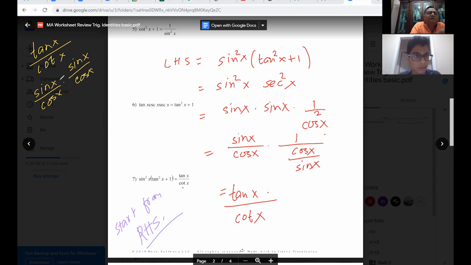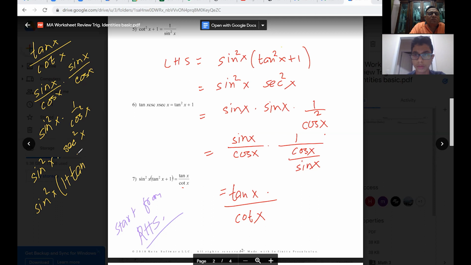So we already have sine square x, which we need on the top, and we have 1 over cos square x, which is sine square x times secant square x, correct? And secant square x is 1 plus tan square x. Is that clear to you? So you could go like this and prove it. So either way, not an issue. Did you understand all of that? Yes.